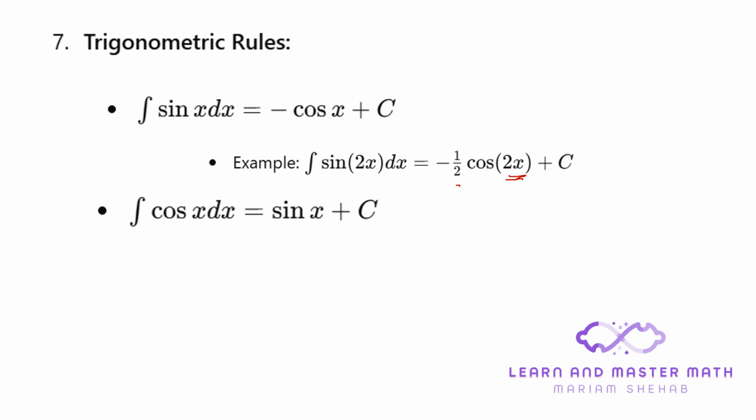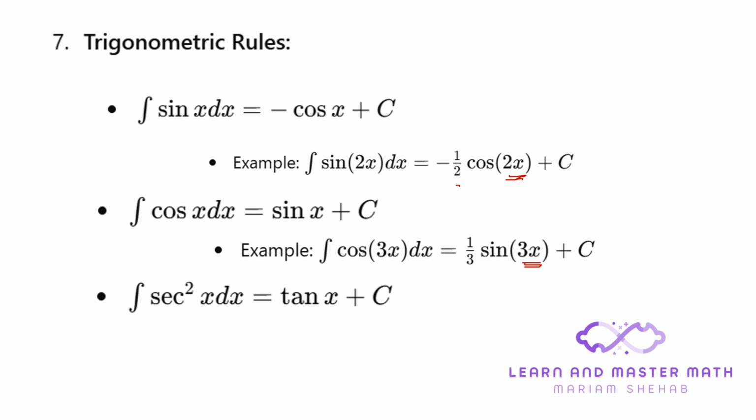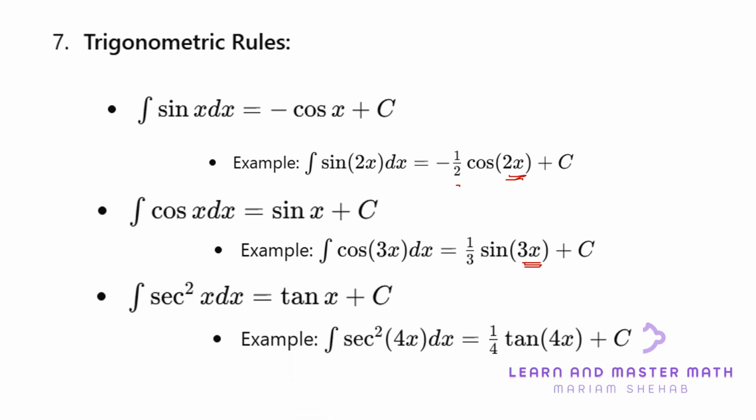The integral of cosine x dx is sine x plus c. For example, the integral of cosine 3x dx is 1 over 3 sine 3x plus c. The integral of secant squared x is equal to tangent x plus c. For example, the integral of secant squared 4x dx is 1 over 4 tangent 4x plus c.